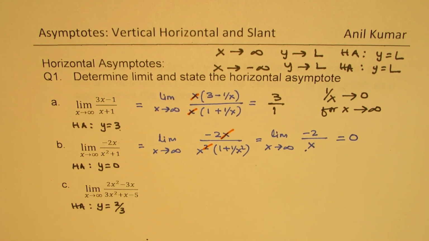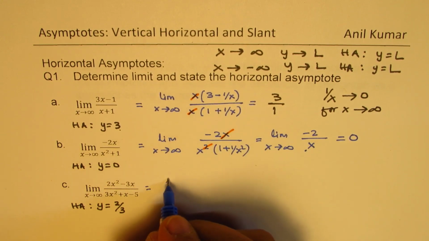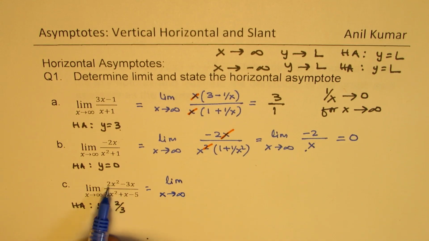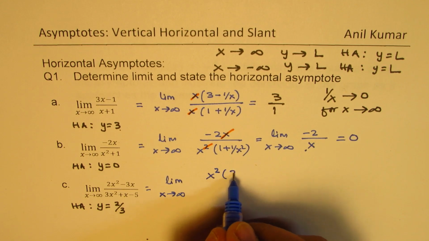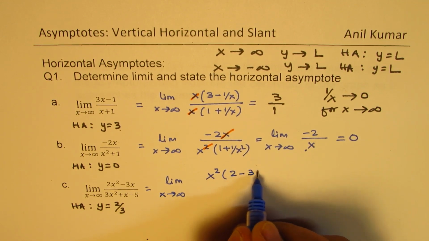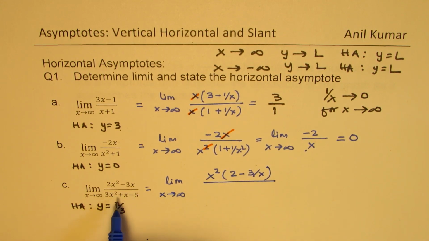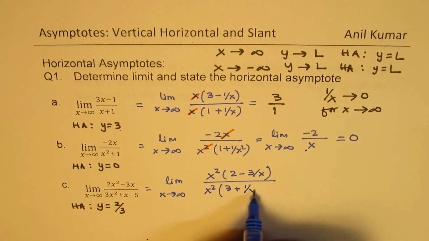Clear? The last one. Try it yourself, right? So we'll apply the same strategy. We write this as limit x approaches infinity, 2x squared minus 3x. So we can take x squared common. We are left with 2 minus 3 over x, right? And in the denominator, we have 3x squared plus x minus 5. We'll take x squared common. We are left with 3 plus 1 over x minus 5 over x squared.